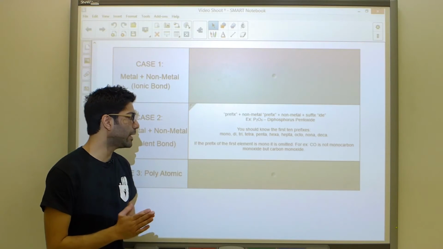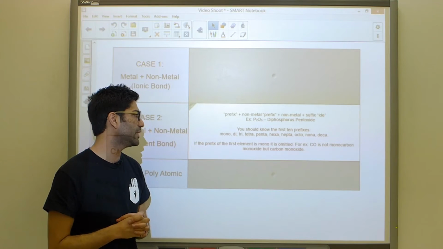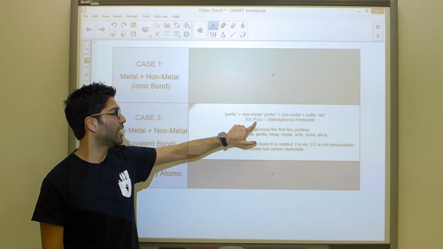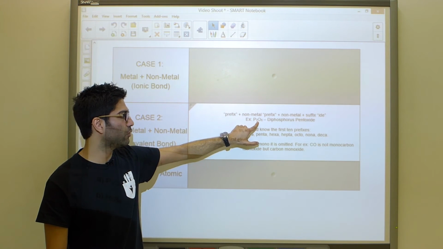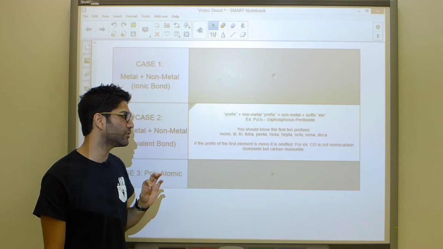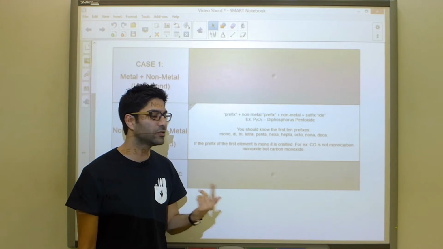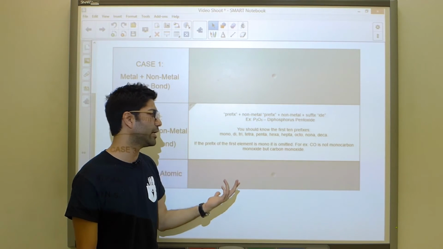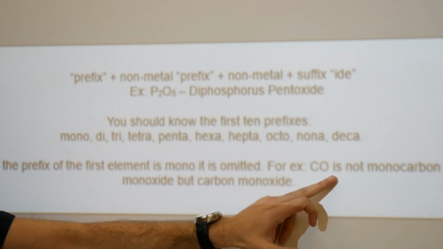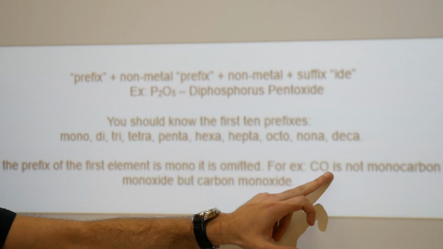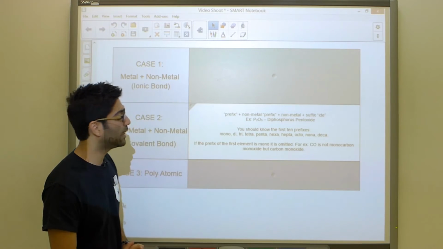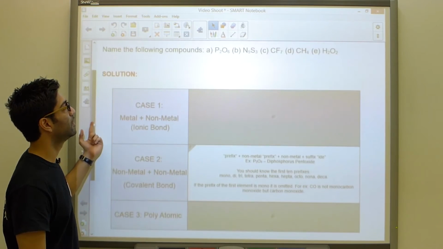This being said, you should also know that there's one tiny little exception to the rule. It turns out that if your first element has a 1 associated with it, if you have only one of them, then you omit the mono that would have been there. And you guys kind of already know this, right? If I asked you, what is CO2? You don't say monocarbon dioxide, right? You say carbon dioxide. So that's the idea here. CO, both of these are nonmetals. So one C, one O would be carbon monoxide and not monocarbon monoxide. If you keep this in mind, you should be good to answer the questions over here.